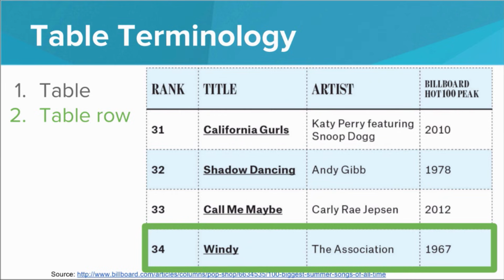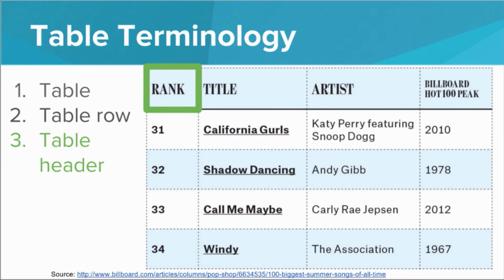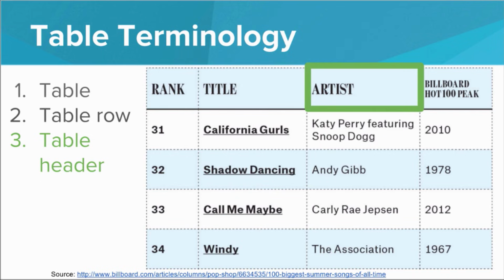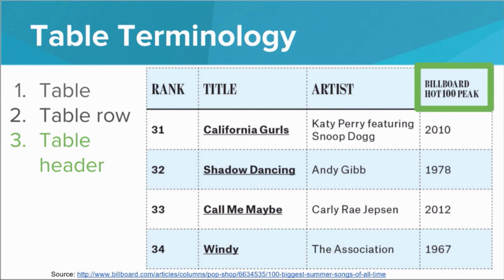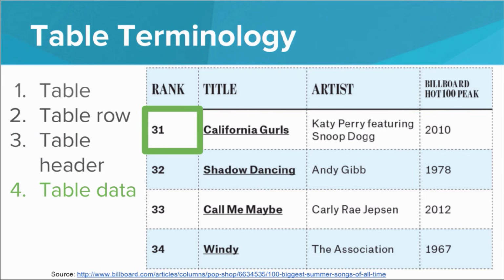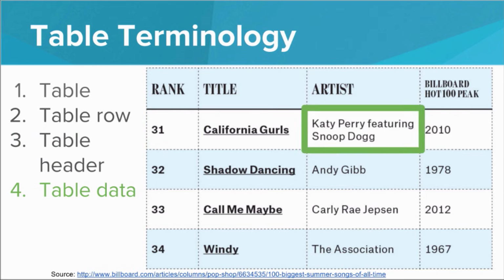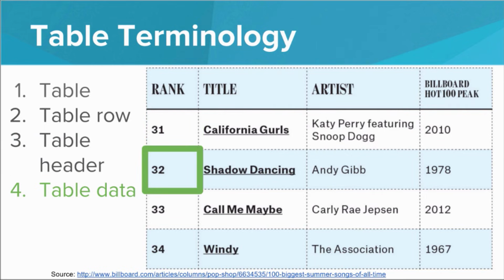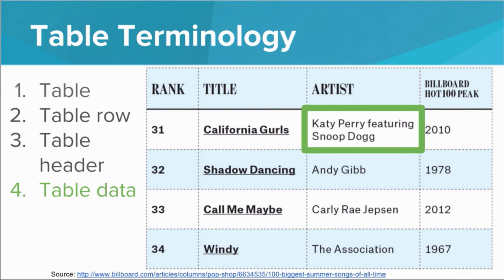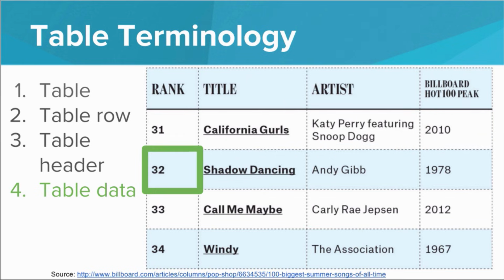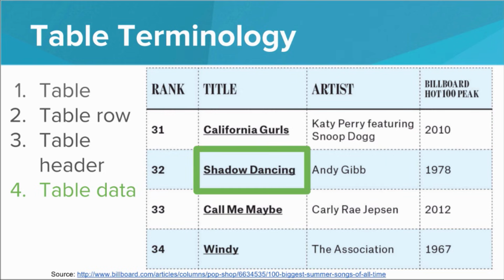Now, within the first table row, we have table headers. And the table headers describe what information is in each column. So here we have rank in the first column, the title of the song, the artist of the song, and in the last column we have which year this song hit its peak in the Billboard rankings. So these are all table headers. And then below the table headers, we have the actual table data. So table data refers to the information inside each of these cells. Each row in the table has several pieces of table data that describe the actual information in the table.